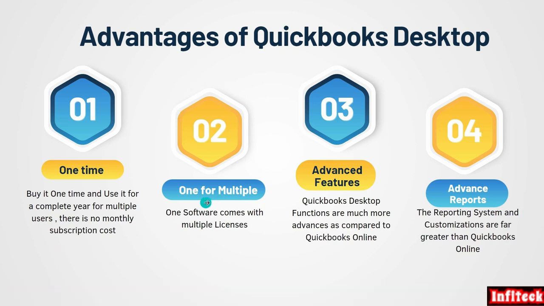The second point is one for multiple. That means one software comes with multiple licenses, and you can buy anywhere between one user license up to 300 user licenses. So obviously, when the user licenses increase, you might get some benefit on the overall cost, because it's a yearly subscription. It also has the option to open many companies. So in that case, it will be beneficial as compared to the costing of QuickBooks Online.